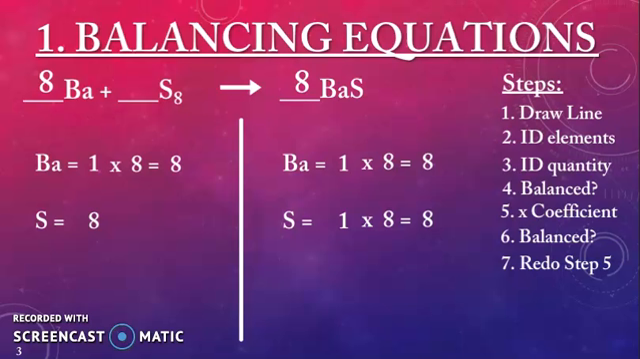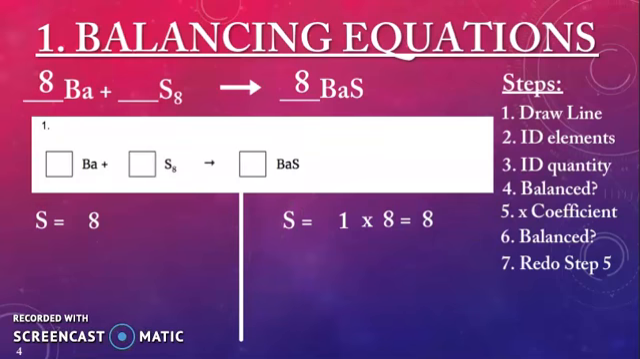Now, some of you have asked questions on what do I do with the worksheet. So what we're going to do is I copy the worksheet. This is the first problem. And we're going to put our numbers in the worksheet. So it's the coefficients that we're putting in here. So the 8 is going to go there. The sulfur is going to be a 1. And the barium sulfide is going to be an 8.